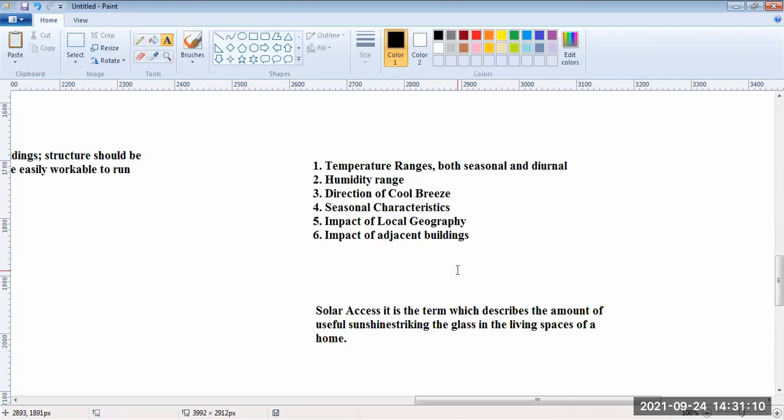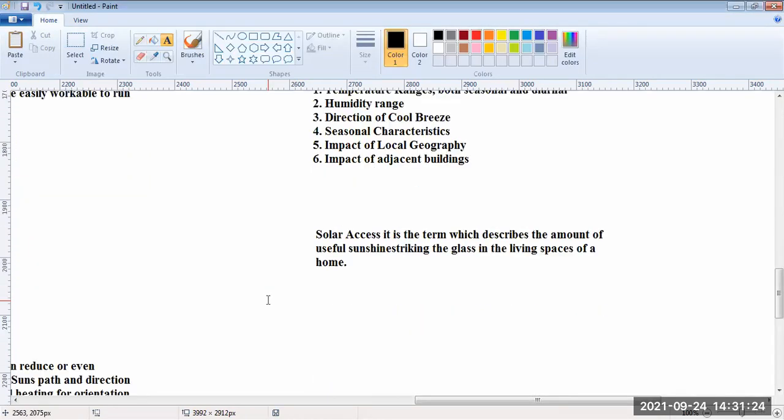How much is the amount of sunshine that actually is striking the glasses in the living spaces? Now, on the southern side, if you're not providing adequate glass, even if you're orienting the rooms towards that side for winter sun, but you're not providing enough glass for the sunshine to come inside, then it's of no use. But if you're providing too much glass, it's actually creating a draft for the cold winter nights. So it's actually cooling your houses. So you have to provide an adequate amount of glass.